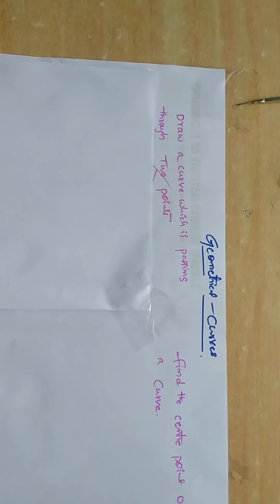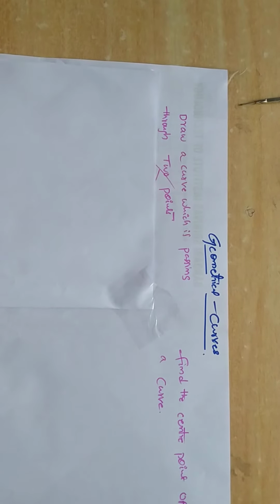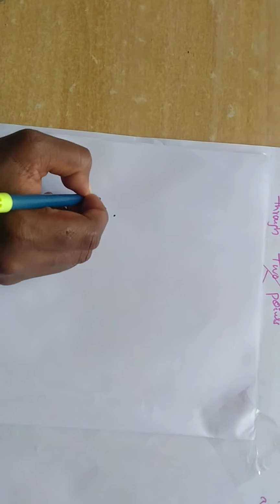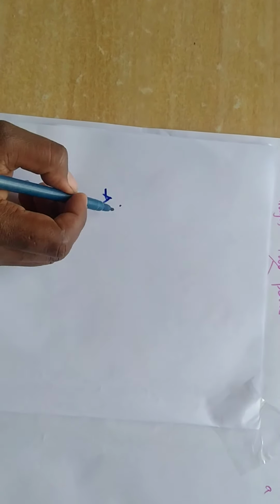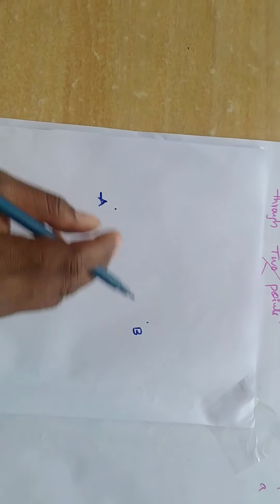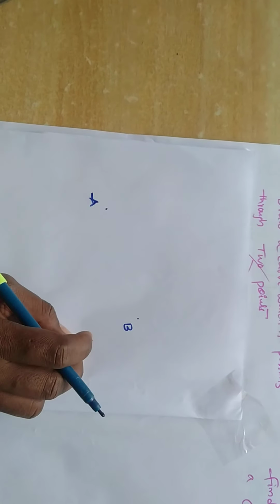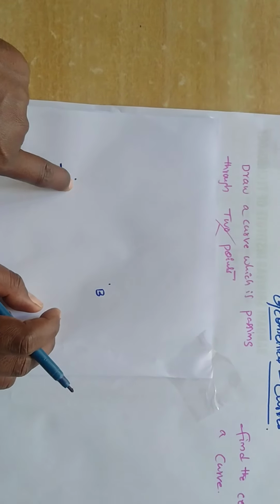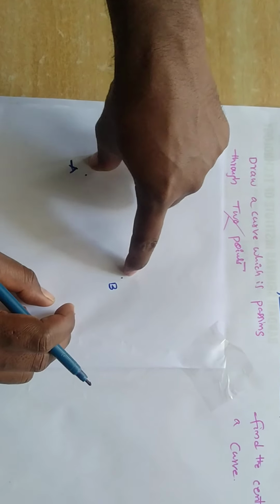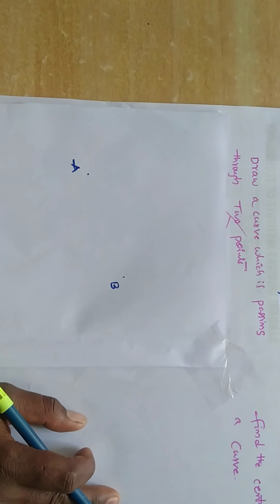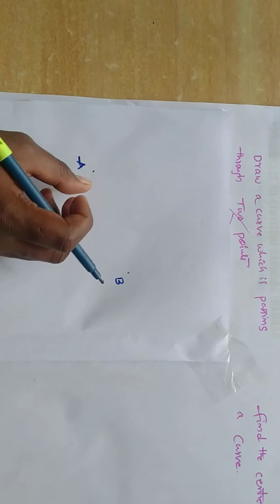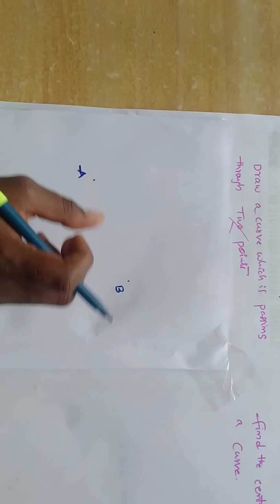I will explain how to draw a curve which is passing through 2 points. Let this be point A. Wherever you desire, let's make point A and point B. Point A and point B are two irregular points; there is no similarity between point A and point B. You have to draw a curve which is passing through point A and point B.